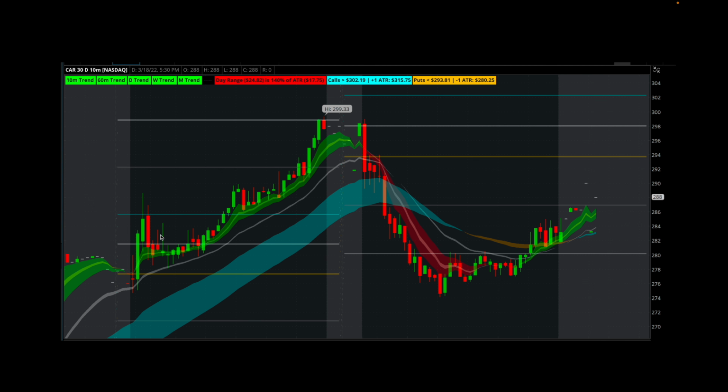You can also just use it as levels, right? Based on your trading system, you could buy or sell at other levels, other support or resistance levels, and then take a trade on it.